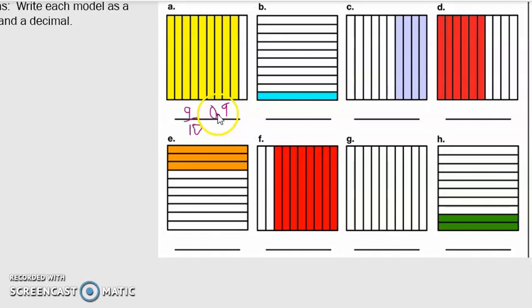0 and 9/10. Why do you have a 0 in that place value? Where does that 0 come from? Because you have no wholes. Remember, the left side of the decimal is where the wholes are.